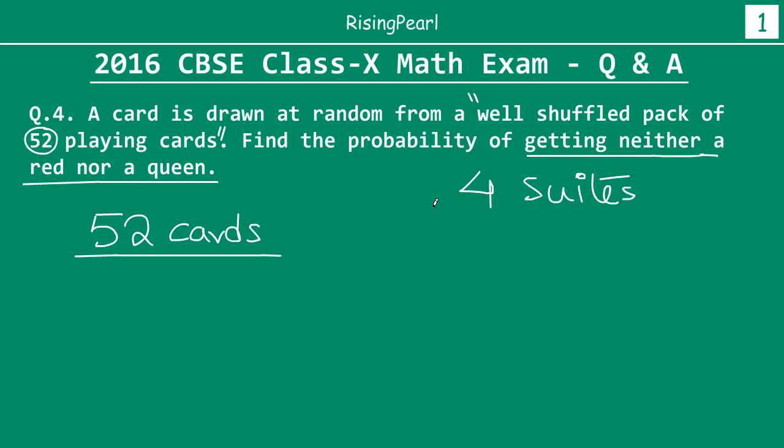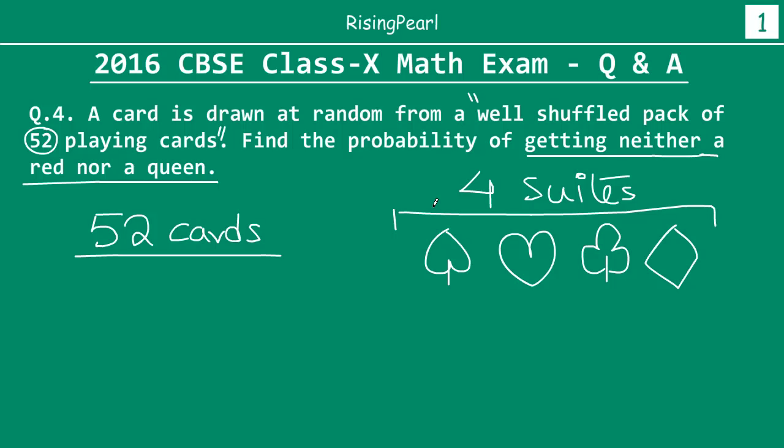There are 4 suits, and these are, let's see if I can draw them nicely. There is one something like this, which is the spades. Then you have hearts. Then you have a tree-looking one, which is clubs. And then you have the diamond. So these are the 4 suits.